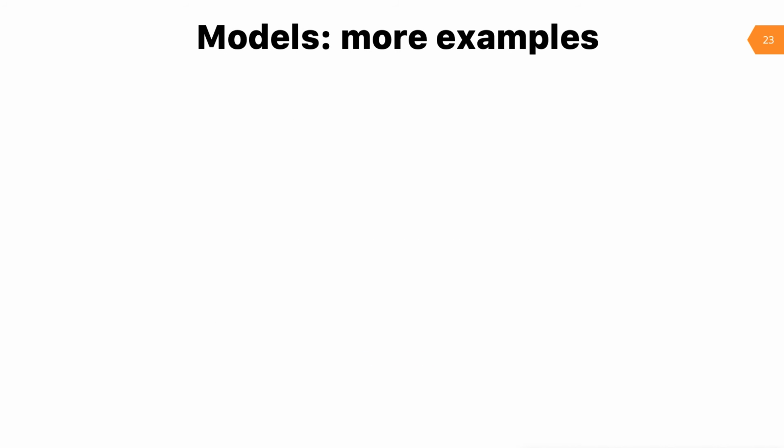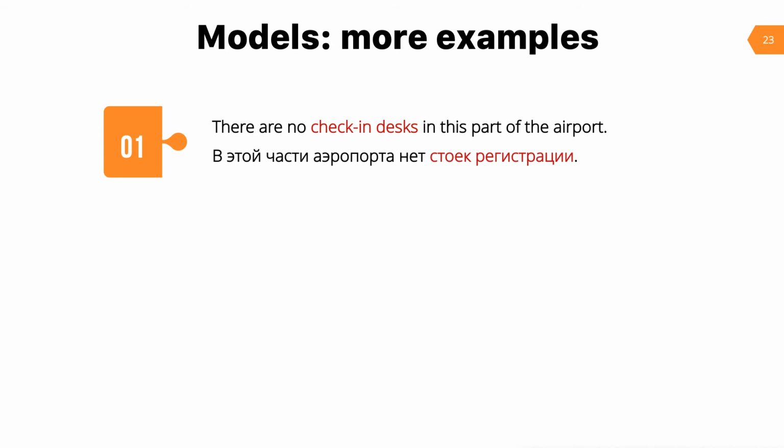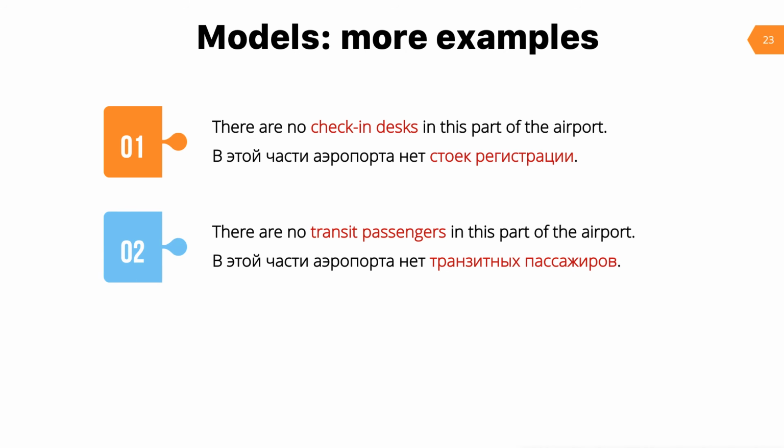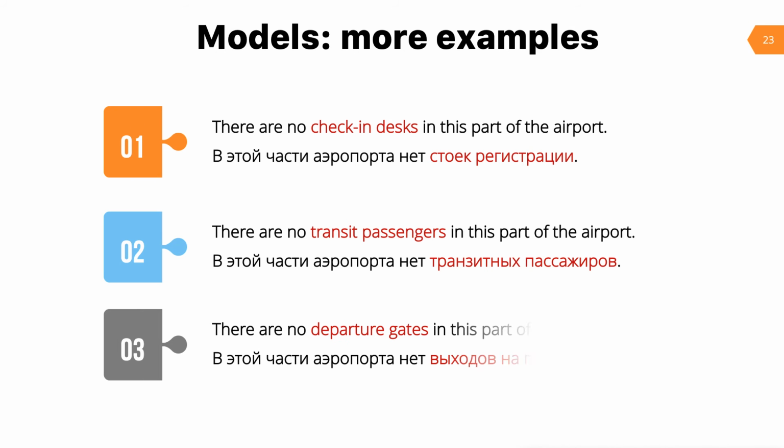Let's look at some more examples. Here we work out the phrase there is, there are in a negative form, as well as the theme of travel, in particular the airport. The first speech pattern: there are no check-in desks in this part of the airport. The second pattern: there are no transit passengers in this part of the airport. And the third one: there are no departure gates in this part of the airport.